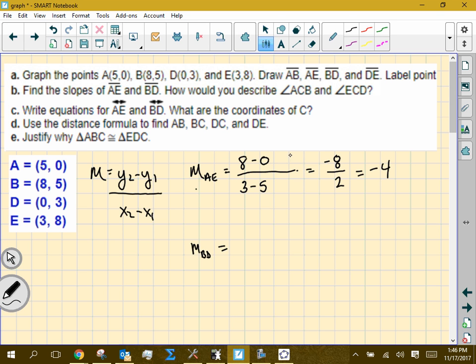3 minus 5, right? This 8 minus that 0, then it's going to be this 3 minus that 5. Now, all it does is put the negative down there, right? Well, 8 divided by negative 2 is still negative 4. A positive divided by a negative is always negative. So we got that slope.